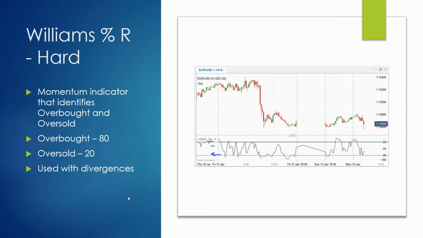Okay, now the Williams %R, to me, I also consider this one a harder indicator to learn. It's not one that I would want to use if I'm a beginner, okay? The momentum indicator identifies both overbought and oversold. That makes it easy. Overbought 80, oversold 20, okay? But again, you have to learn divergences with this. And I just find that the stochastics is better than the Williams %R. Now, there may be some of you in the room that say, well, I like the Williams %R better. Okay, then you use that one. You don't use the stochastics.